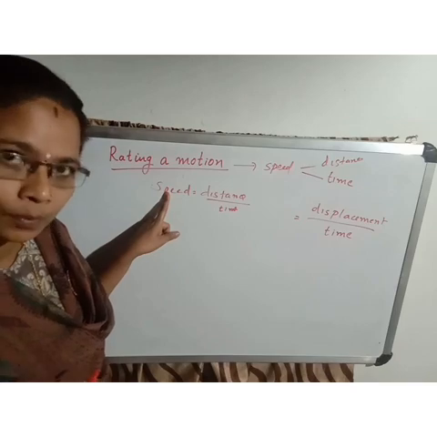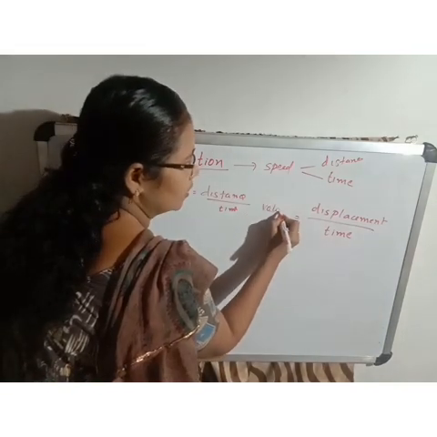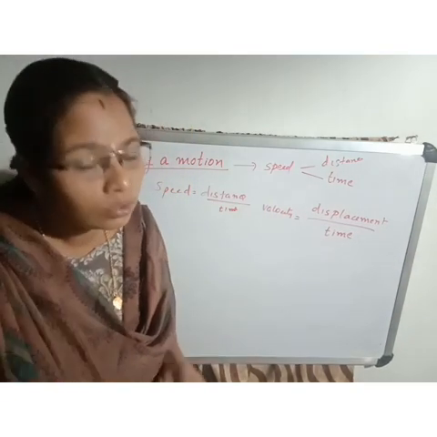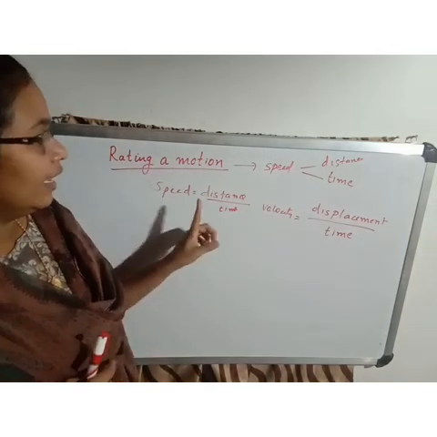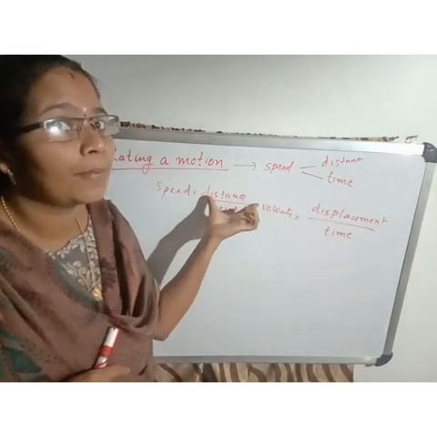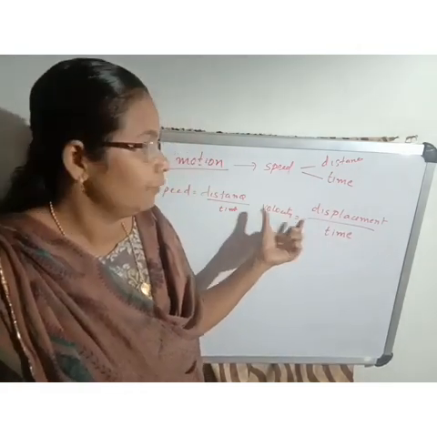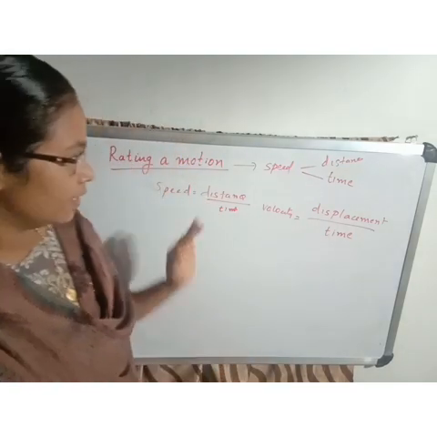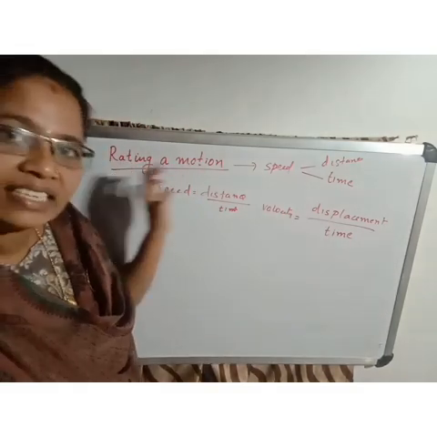In the place of speed, we use another word, which is velocity. Speed and velocity are both terms we use to rate a motion. In the case of speed, we are measuring the distance of an object. In calculating velocity, we are measuring the displacement of an object. I think it's clear to you. Speed and velocity have the same logic. In both, we are rating a motion.